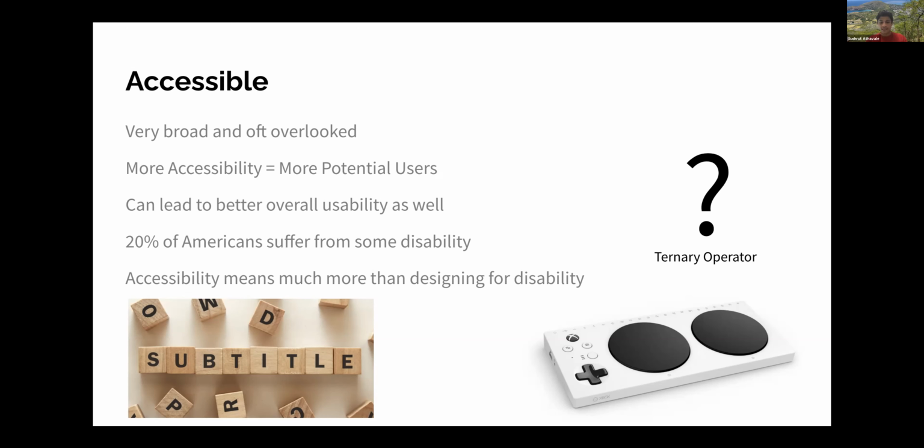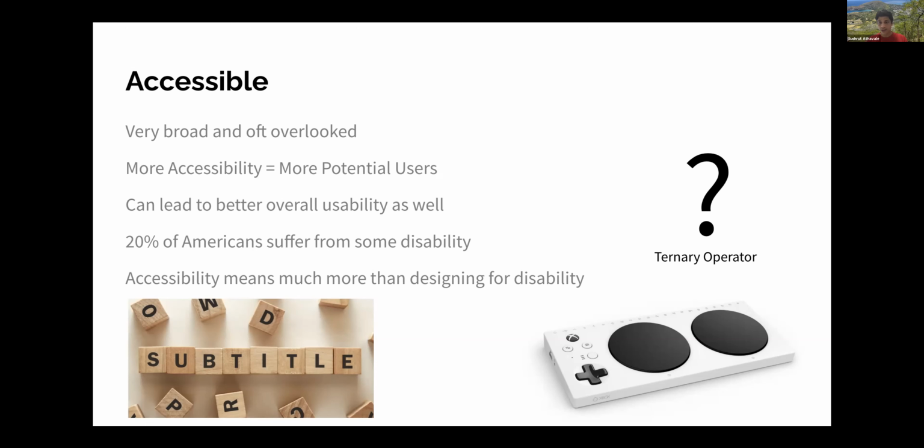Another example of this is the Xbox accessible controller in the bottom right here. This controller was made by Xbox for people with physical and cognitive disabilities to be able to play their games. They got more sales for it, they got more public declarations for it, and something else they found is that this controller is highly customizable. It can really be adapted to suit whatever your needs are and wherever your hands are, or wherever your feet are, etc.